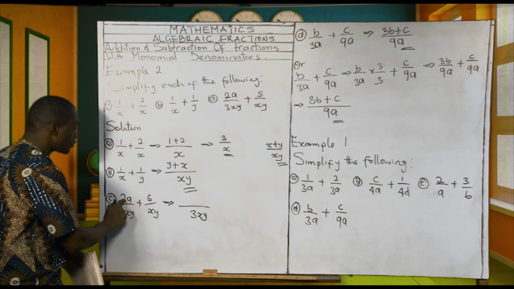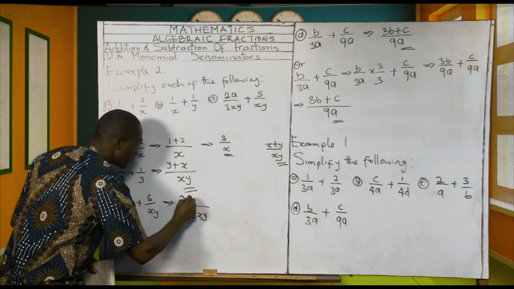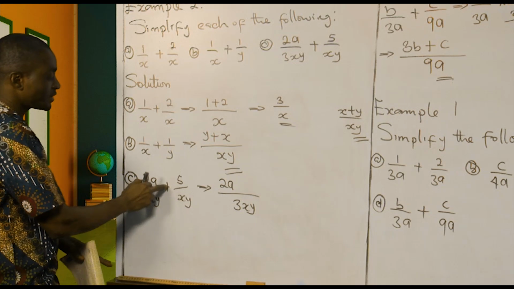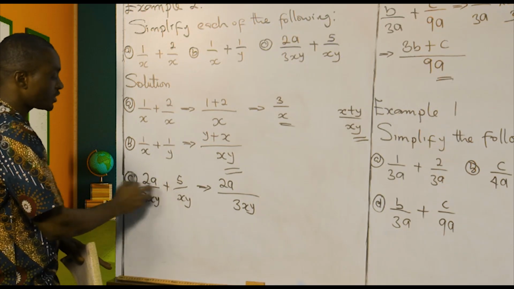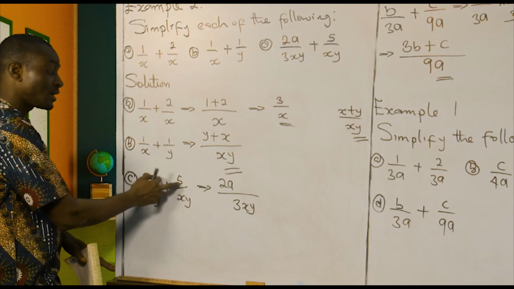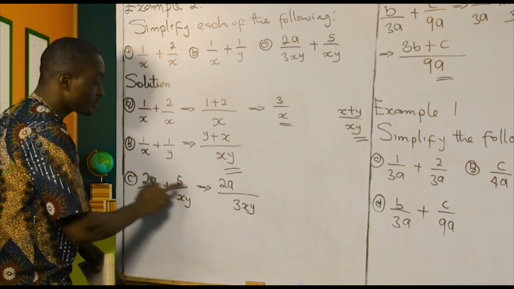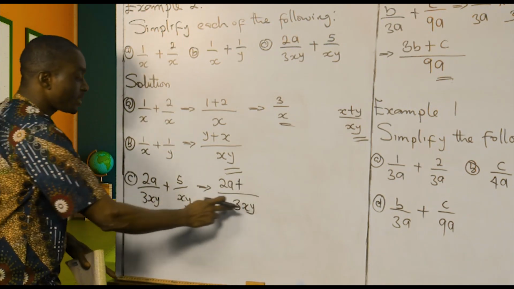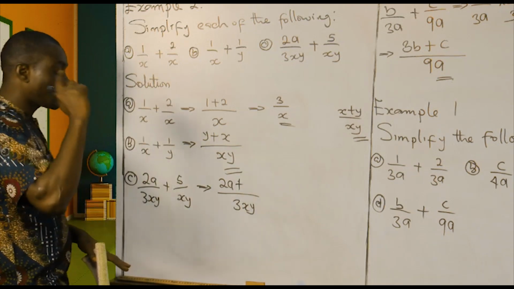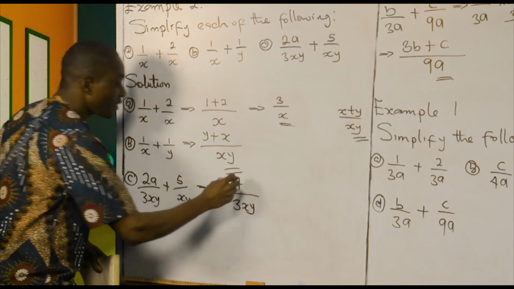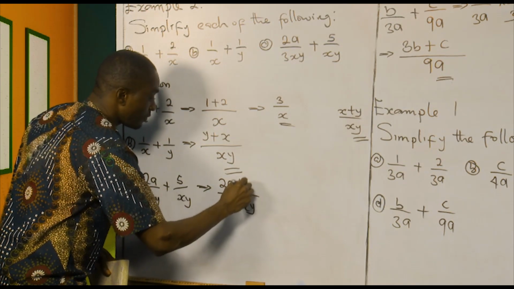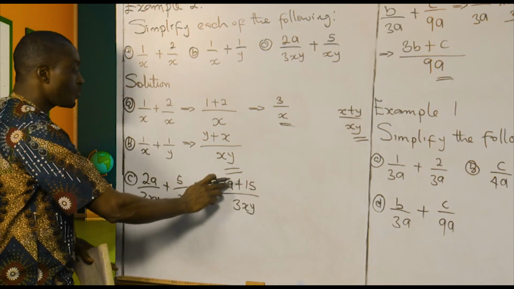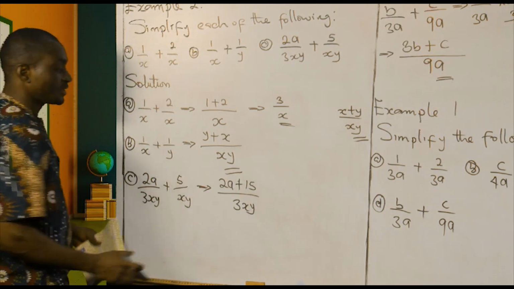Now 3xy in 3xy is 1. 1 multiplied by 2a will give us 2a. And we have a plus sign between these two algebraic fractions. xy in 3xy will give us 3. 3 multiplied by 5, we have 15.